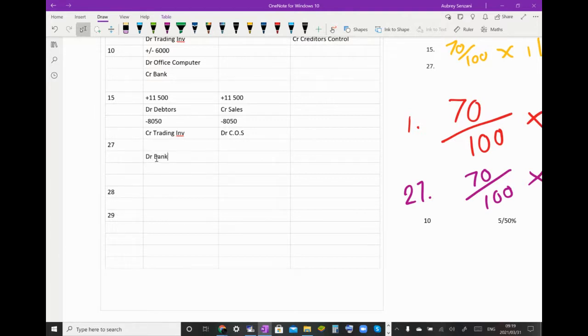So let's just write this out. And I'm going to show you something very interesting now. All right, we know that sales is affected. We know that trading inventory is decreasing, so we're crediting that. And then we also know that we're going to debit cost of sales. Okay. Awesome stuff, right? How much did we sell for? 9,750. So that's going to be a plus because our bank is increasing.